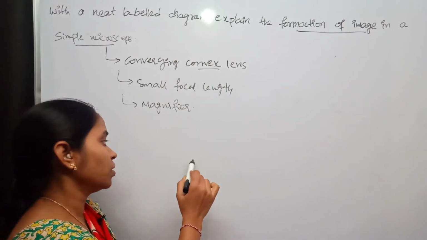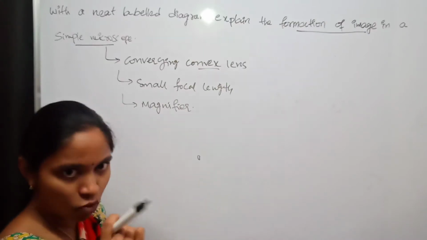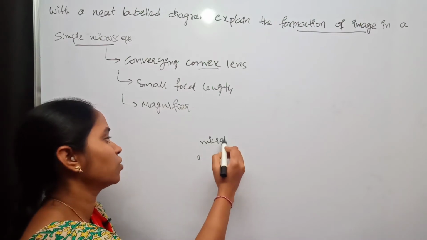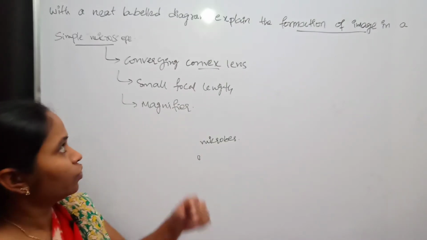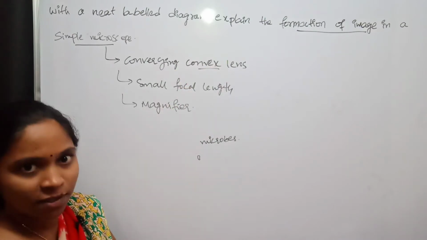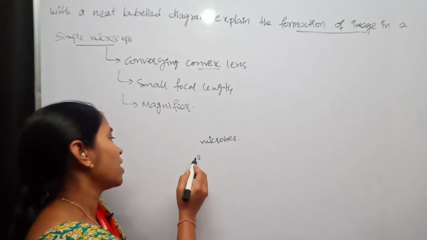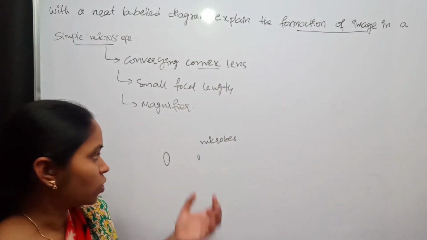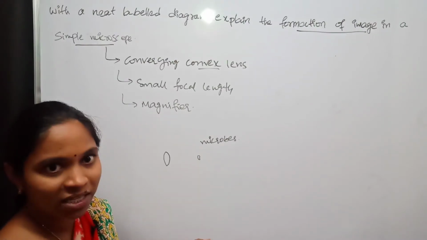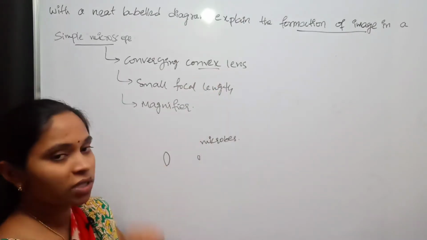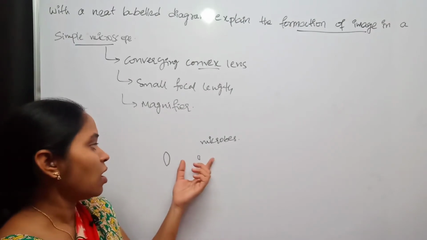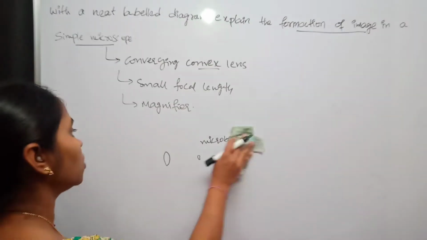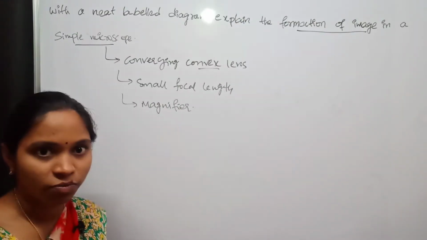Whenever you observe very small objects like microbes, if you use a converging convex lens, what happens? These microbes will be enlarged in size. If you want to observe microbes or very small organisms, this converging convex lens will be used for observing these microorganisms. It enlarges the size of the object.